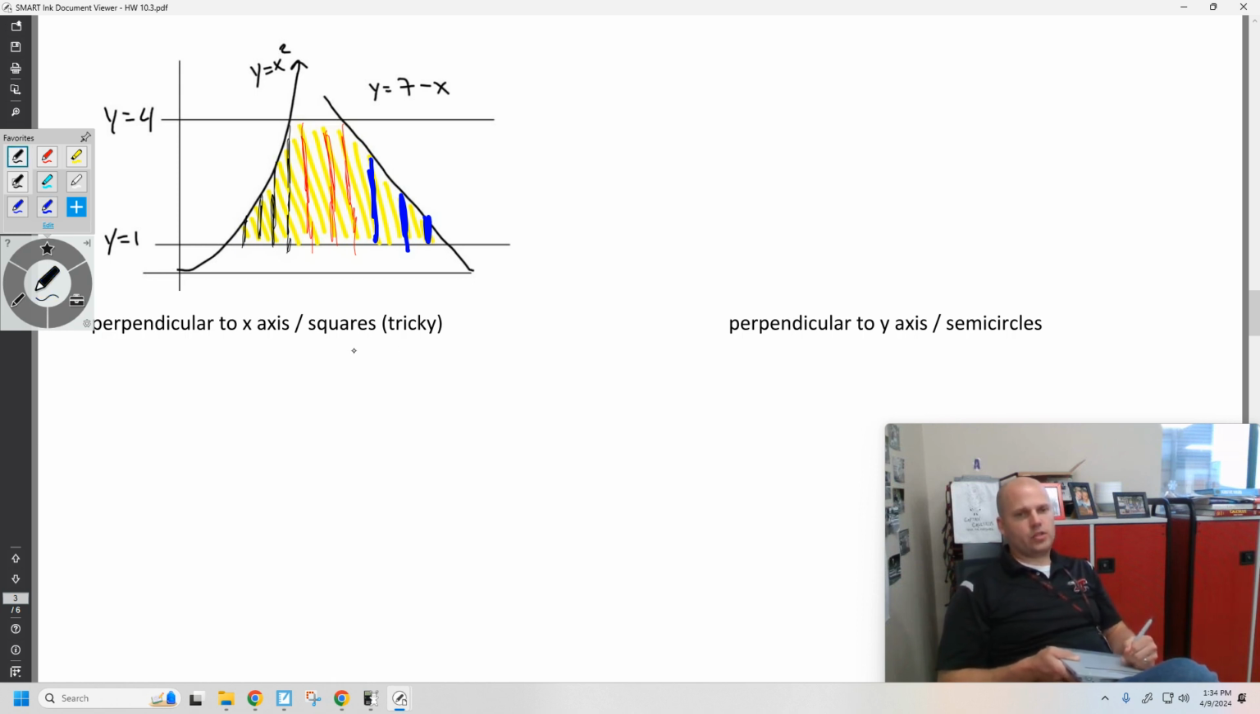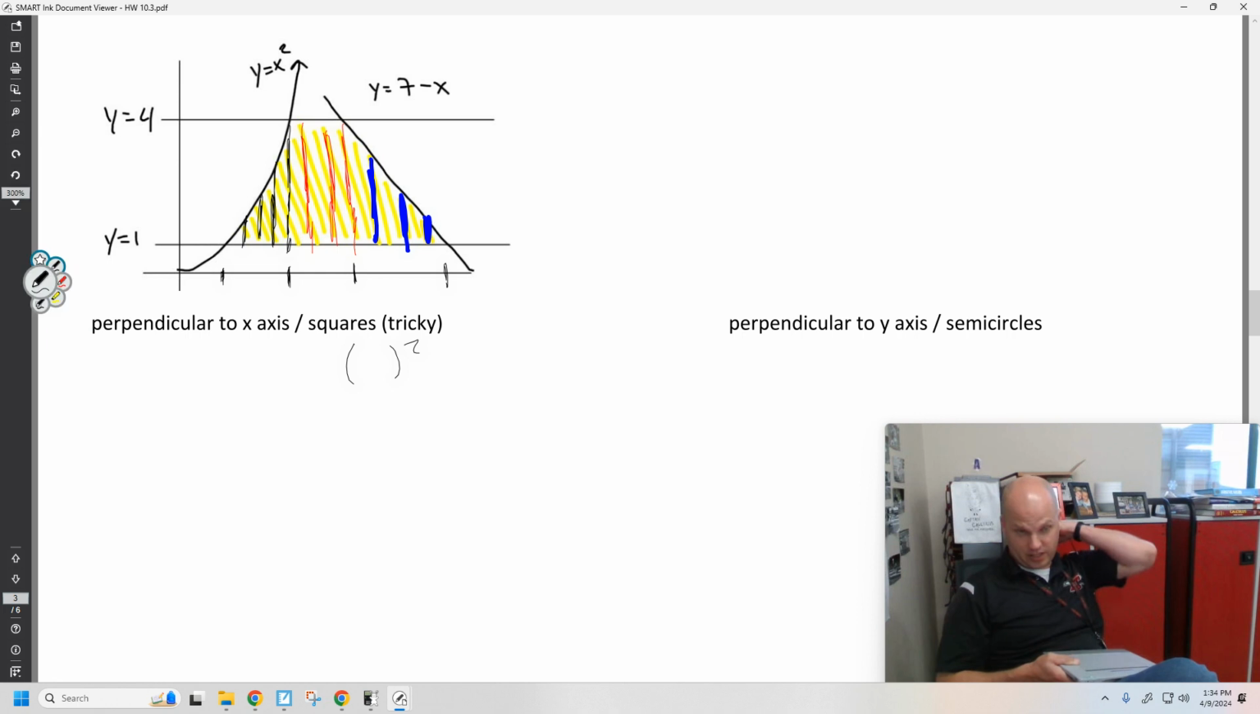Okay, squares, side length squared. I need an x equals to an x equals. I need all these x's. You don't go from y equals 1 to y equals 4. That would be horizontal. I need to go from left to right. So when does x squared match up with y equals 1? That's at x equals 1. When does x squared match up with y equals 4?